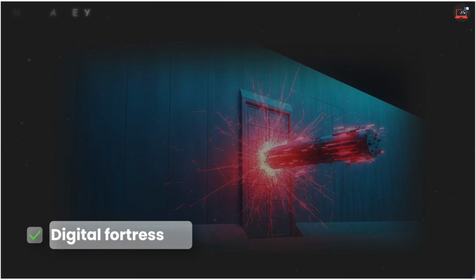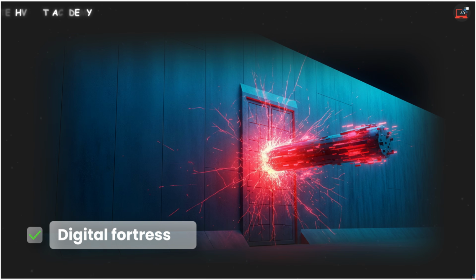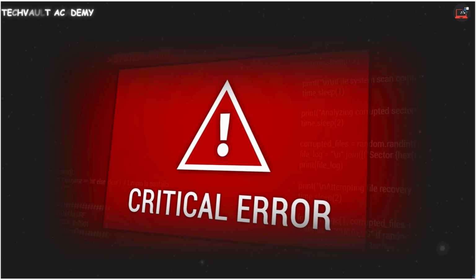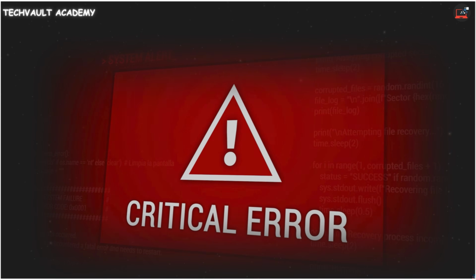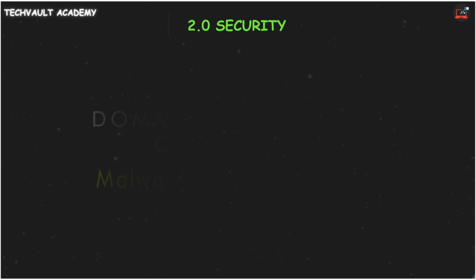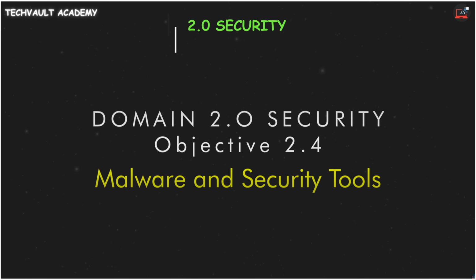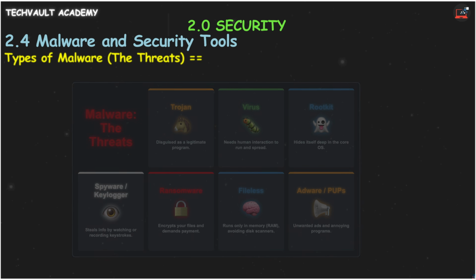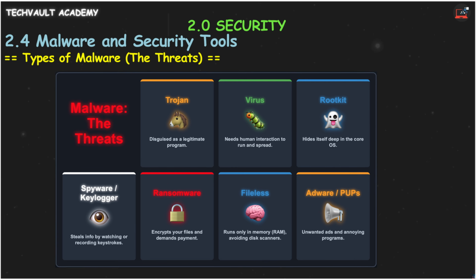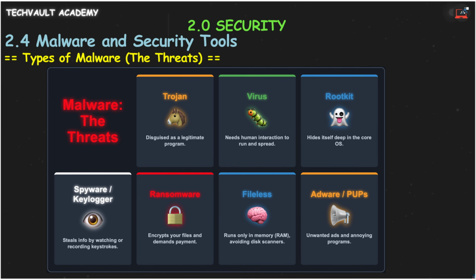We've built our digital fortress, and now the enemy is at the gates. We're diving deep into the world of malicious software. This is your rapid-fire review of Objective 2.4, Malware. Malware is any software you don't want on your system. Let's meet the most wanted.